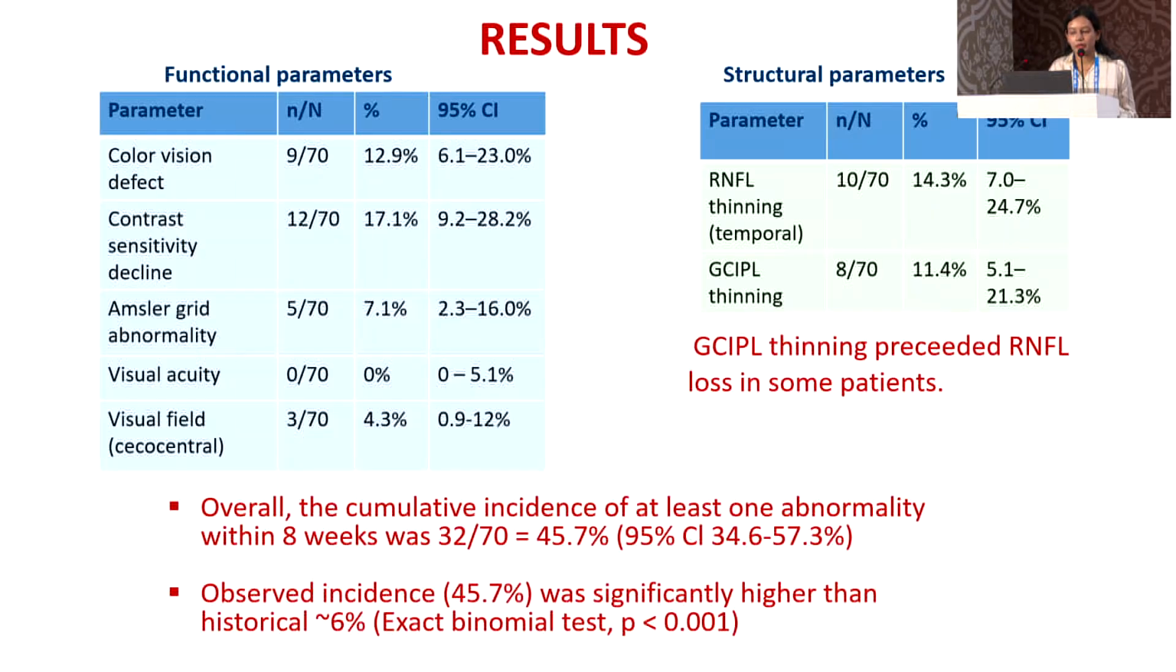Though GCIPL thinning preceded RNFL loss in some patients, overall the cumulative incidence of at least one abnormality within 8 weeks was 45.7%, with 95% confidence interval of 34.6 to 57.3%. Observed incidence was significantly higher than historical, which shows that the study is statistically significant.